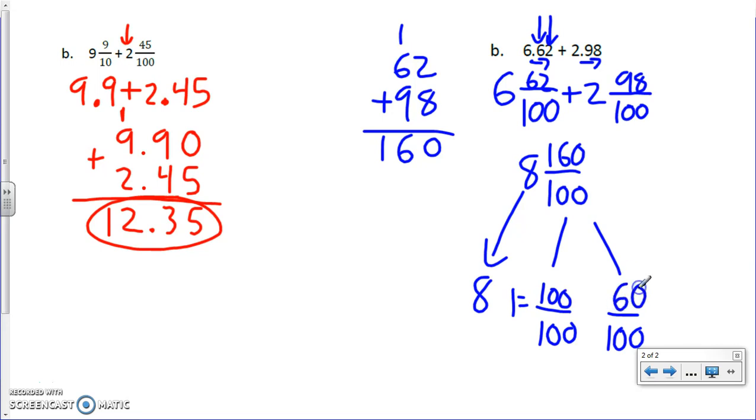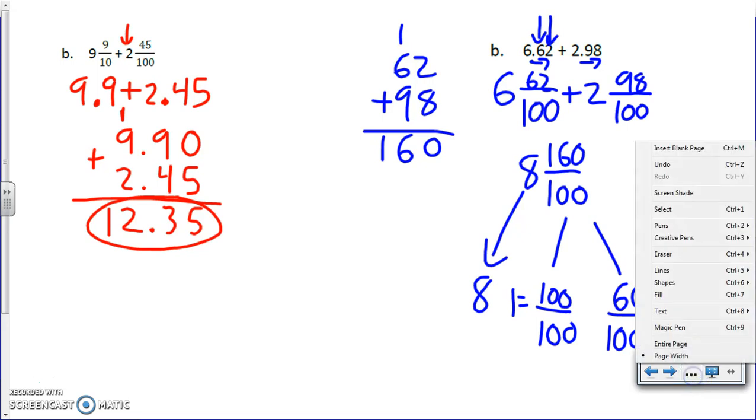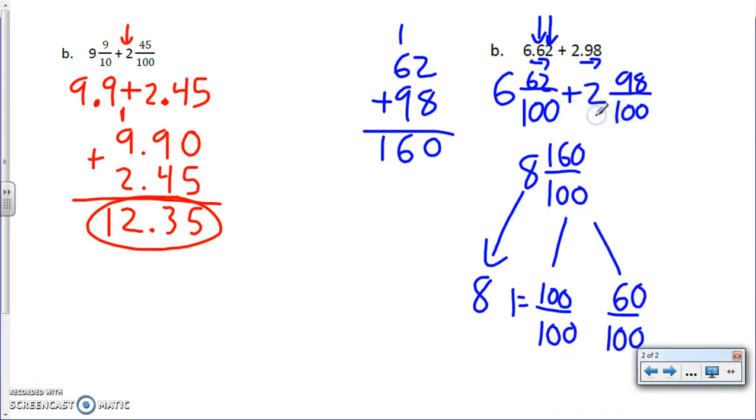Which would be 60. So now I have, if I really want to think about this with addition signs, and this is really important that we get this. So we have 8 plus 1 plus 60 hundredths, which equals, the first thing I'm going to do is put together my whole number. So 8 plus 1, which is 9. And now plus whatever I have left over, 60 hundredths.